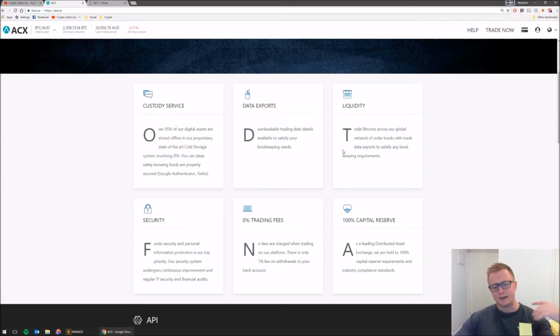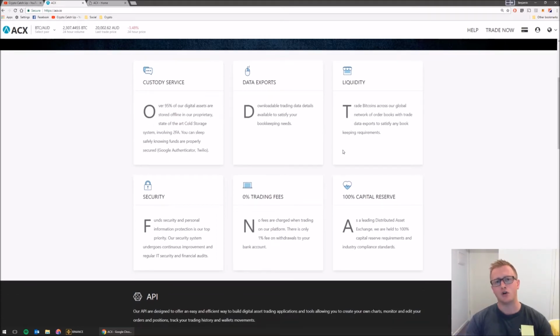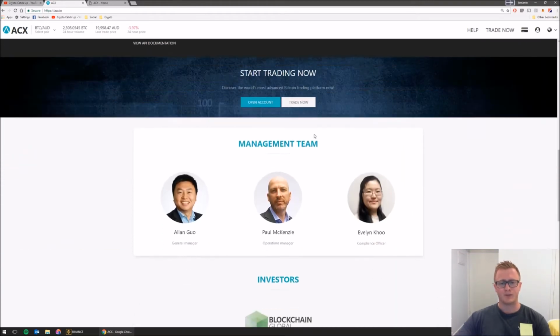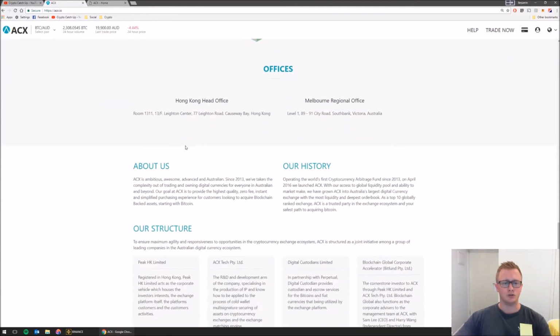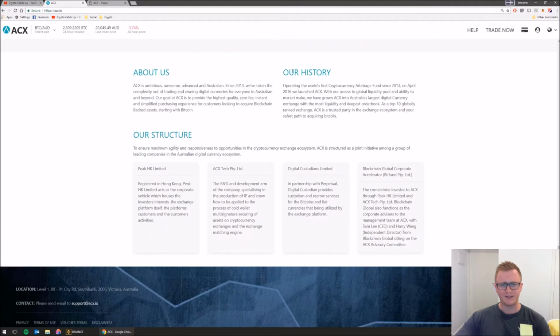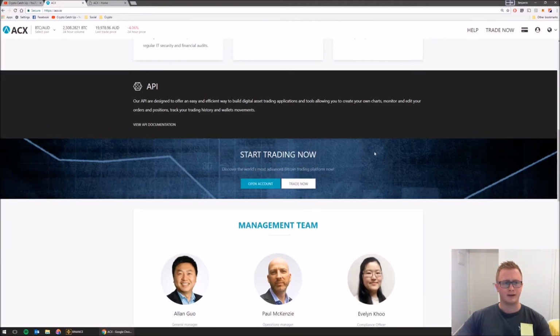ACX.io is actually owned by a company called Blockchain Global. I believe they purchased it at the start of 2017, but if I'm wrong, apologies. They also have offshoots with a Hong Kong company who actually has a crypto arbitrage fund since 2013. If we scroll down a little bit further, you'll see Blockchain Global. They have a head office in Hong Kong and one in Melbourne. And it's just got a little spiel here, back in 2013, etc., etc. Cool. Let's roll on back up.